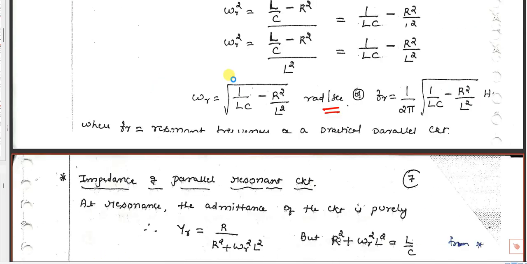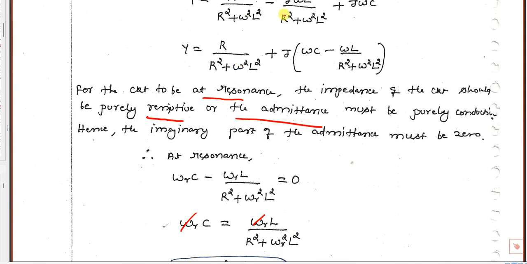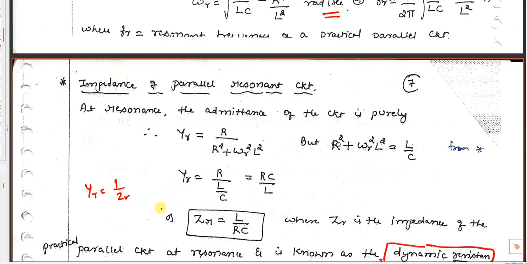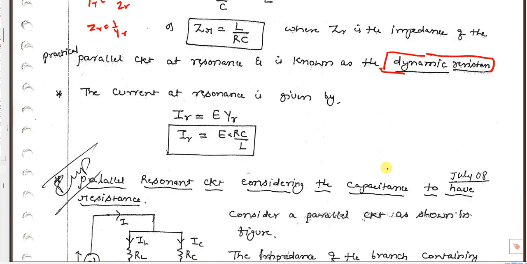How is it obtained? In this part, if you make it 0, the circuit behaves as purely this much. But R square plus omega square L square is equal to L by C. You put L by C, and you get the expression for Y: Y is equal to RC by L. But ZR is 1 by Y, which is equal to L by RC. So that is called the dynamic resistance.